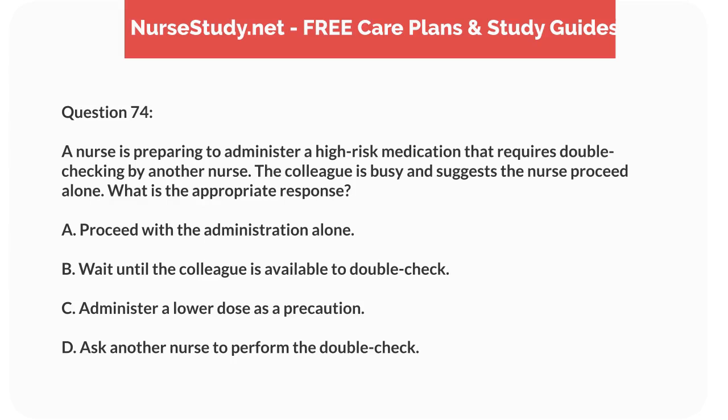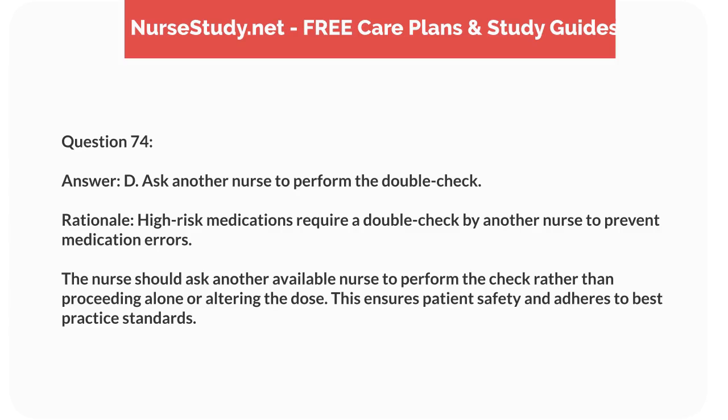Question 74. A nurse is preparing to administer a high-risk medication that requires double-checking by another nurse. The colleague is busy and suggests the nurse proceed alone. What is the appropriate response? A. Proceed with the administration alone. B. Wait until the colleague is available to double-check. C. Administer a lower dose as a precaution. D. Ask another nurse to perform the double-check. Answer D. Ask another nurse to perform the double-check.